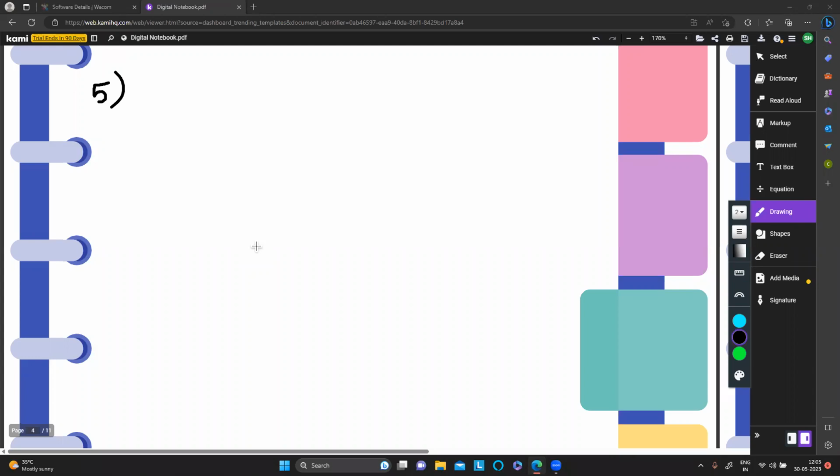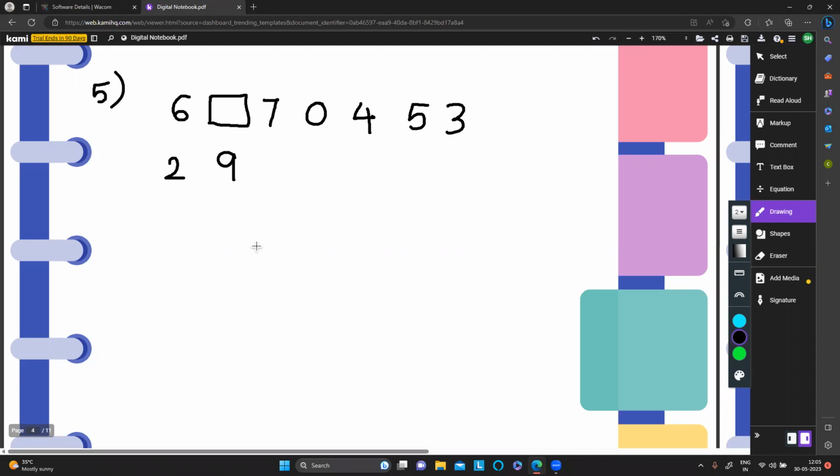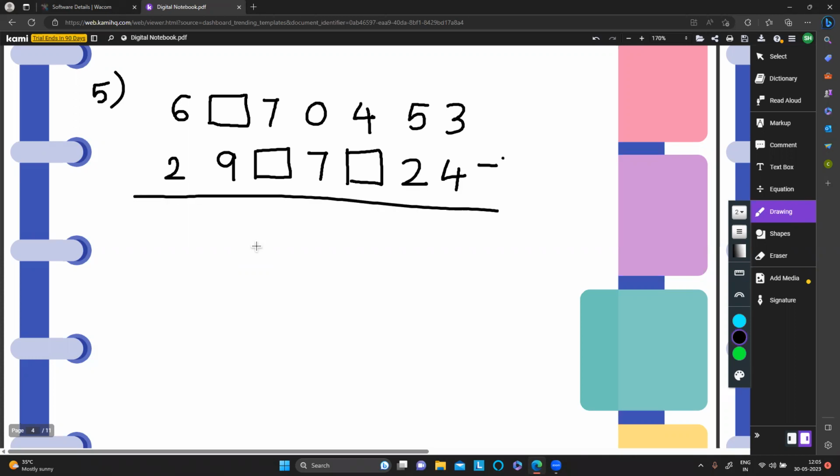This sum is going to be 6, a block right here, 7, 0, 4, 5, 3. Then it is 2, 9, a block right here, and the 7, and a block right here, 2 and 4. This is also a subtraction sum. Okay, here you have a block. 1, 9, block here, 2, a blank, blank.